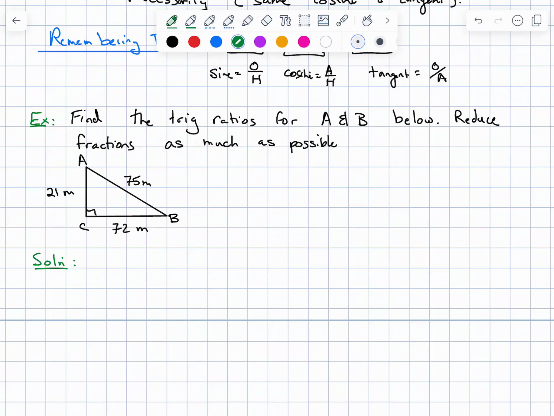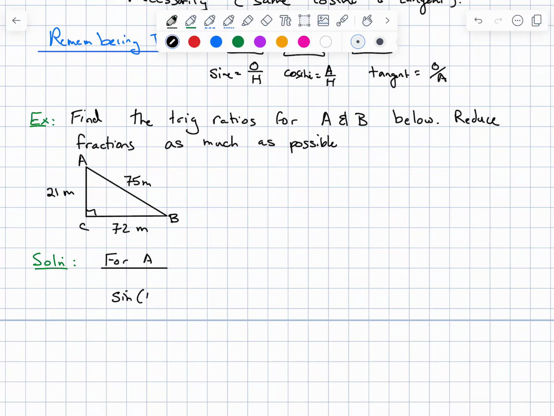You can find sine of A and sine of B, cosine of A, cosine of B, tangent of A, tangent of B, however you want to do it. Doesn't really matter to me. So let's just work with A.